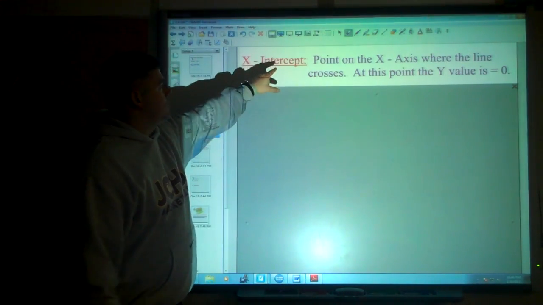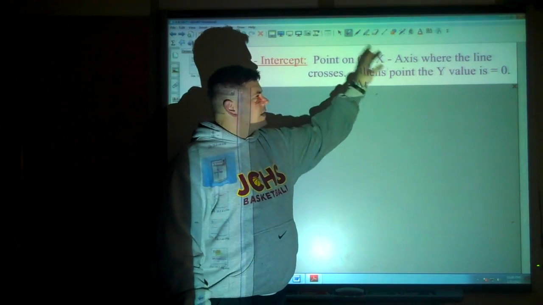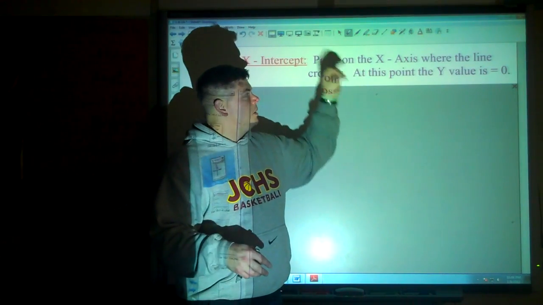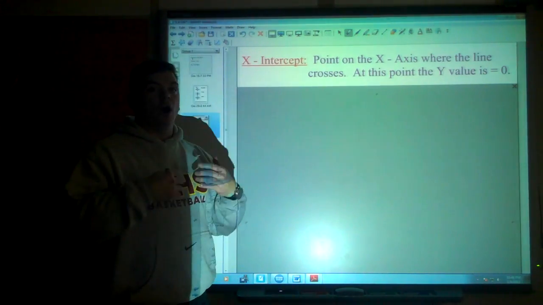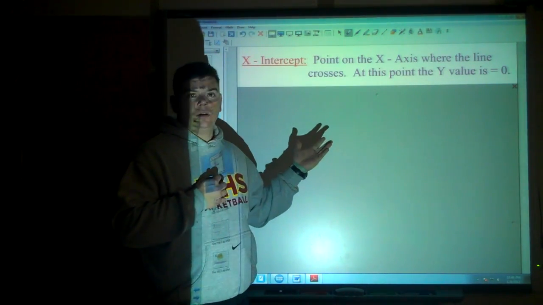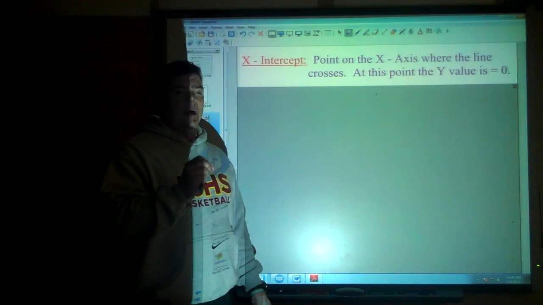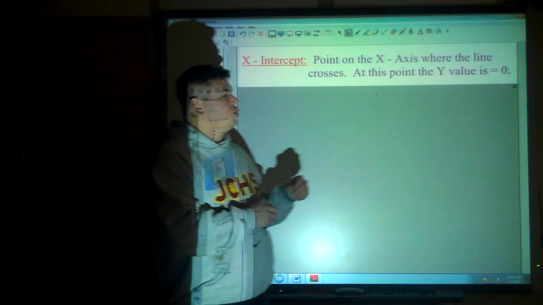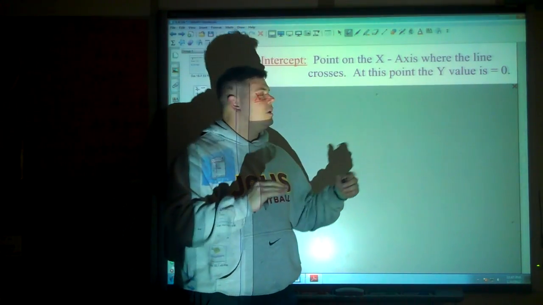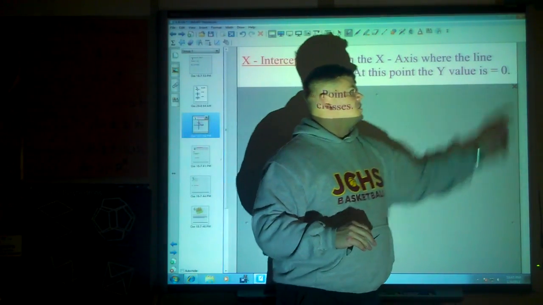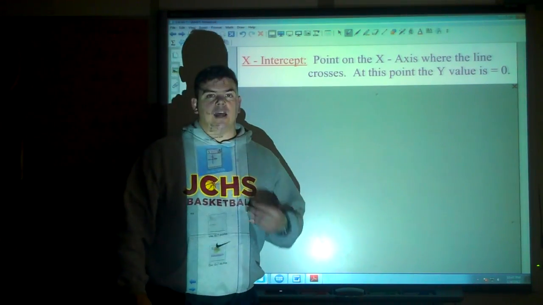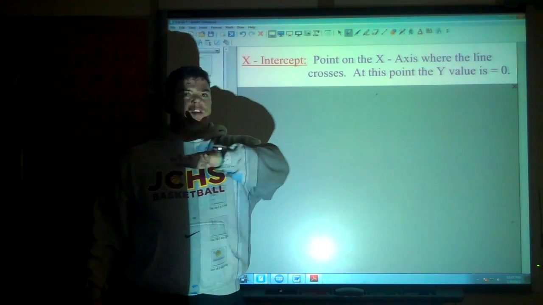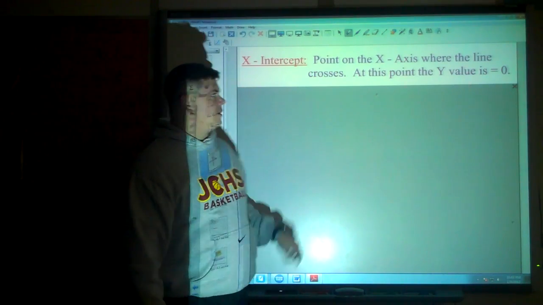So an x-intercept is the point actually on the x-axis, not near the x-axis, but on the x-axis, where our graph crosses it. That's where it's going to cross. And if you think about it, when you cross the x-axis, if you're actually on the x-axis, you haven't gone up and you haven't gone down, which means your y value is always going to be 0. So when you're moving along the x-axis, your y value is 0.